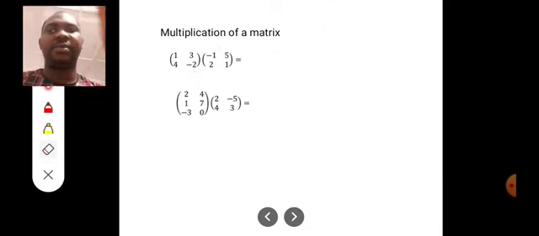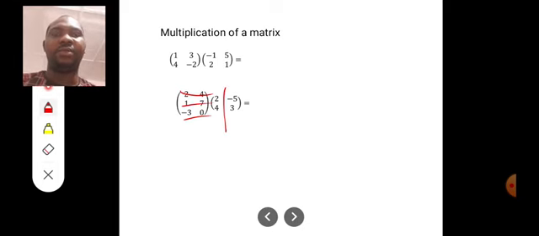Let's try the second one. Okay? Now for the second one, we have 3 rows in the first matrix. Row 1, row 2, and row 3. By the next matrix, we have 2 columns. Column 1 and column 2. But remember, you're multiplying row to column, row to column, row to column.